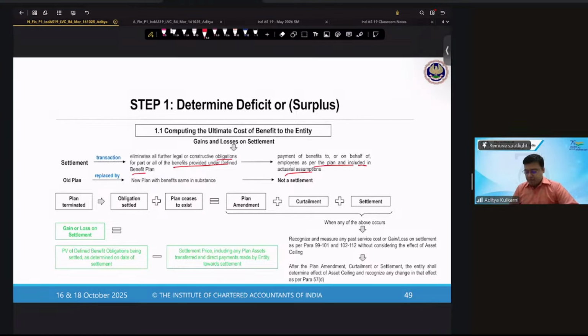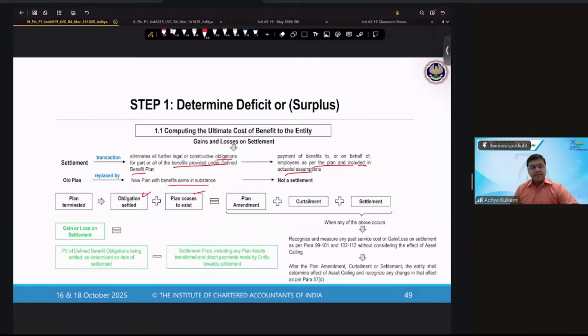Old plan, when I replace it with the new plan, it is not a settlement. It is a modification. Okay, new plan with benefits same in substance, then it is not a settlement. Okay, so now plan terminated is obligation settled plus cessation of the plan. Okay, termination means the plan is not there anymore. So basically whatever obligation there was gets settled and the plan ceases to exist.